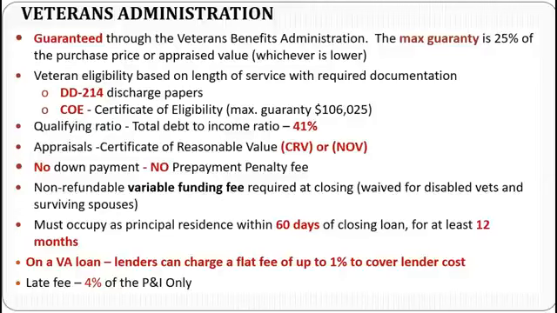Now, VA loans have what's called a non-refundable variable funding fee. Highlight that term. That term is only associated with VA loans. What kind of loan has a non-refundable variable funding fee? They don't have to make a down payment, but they have to pay a variable funding fee. Variable because it can change. You don't have to know the different amounts, but you do need to know who this fee is waived for: disabled vets, because they got hurt, and surviving spouses.